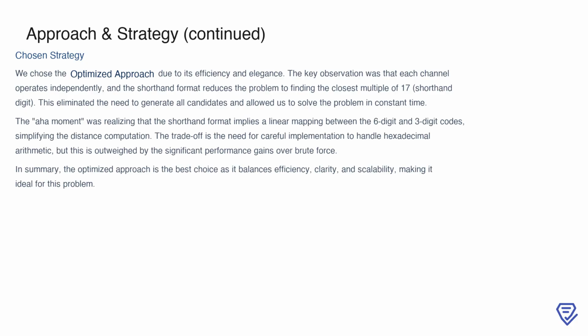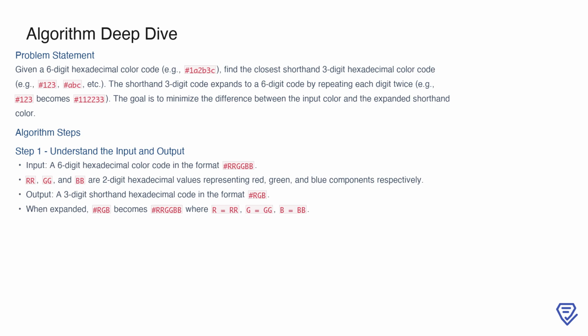The problem we are solving here involves converting a 6-digit hexadecimal color code into its closest 3-digit shorthand representation. Hexadecimal color codes, such as #1A2B3C, use pairs of digits to represent the red, green, and blue components of a color. The shorthand 3-digit codes simplify this by using a single digit per component, such as #123, which expands back into a full 6-digit code by repeating each digit twice, resulting in #112233. Our goal is to find the shorthand code that, when expanded, is as close as possible to the original 6-digit color in terms of color difference.